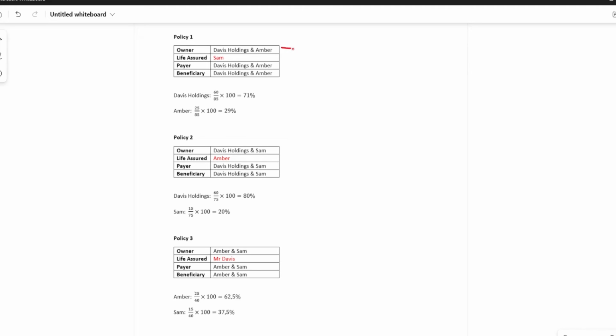Now, because it's a pure risk policy, it's less important because there's no underlying value. It only pays out when a death or disability or whatever is insured occurs. So it's less relevant from a pure risk perspective. However, from a premium perspective, let's assume, as we did in the previous video, that the policy on the life of Sam has a premium of 100 rand. So that would mean that the Davis Holding Company will pay 71 rand of that premium of 100 rand, while Amber only pays 29 rand of that premium.